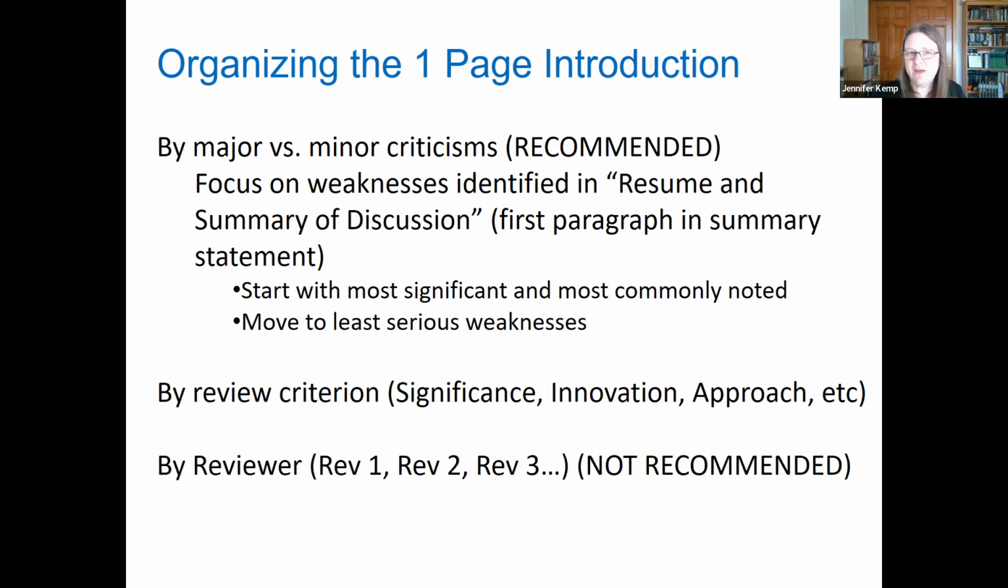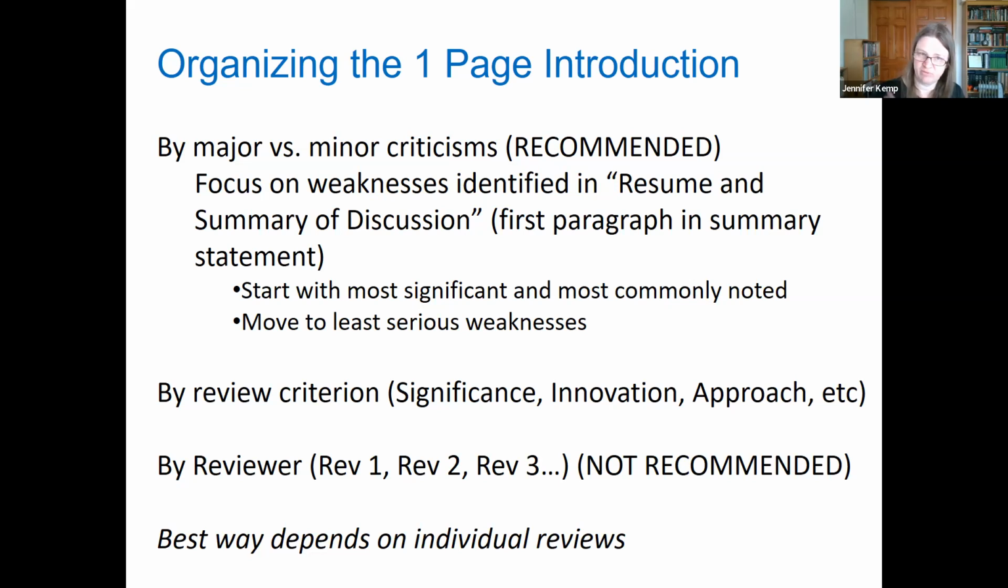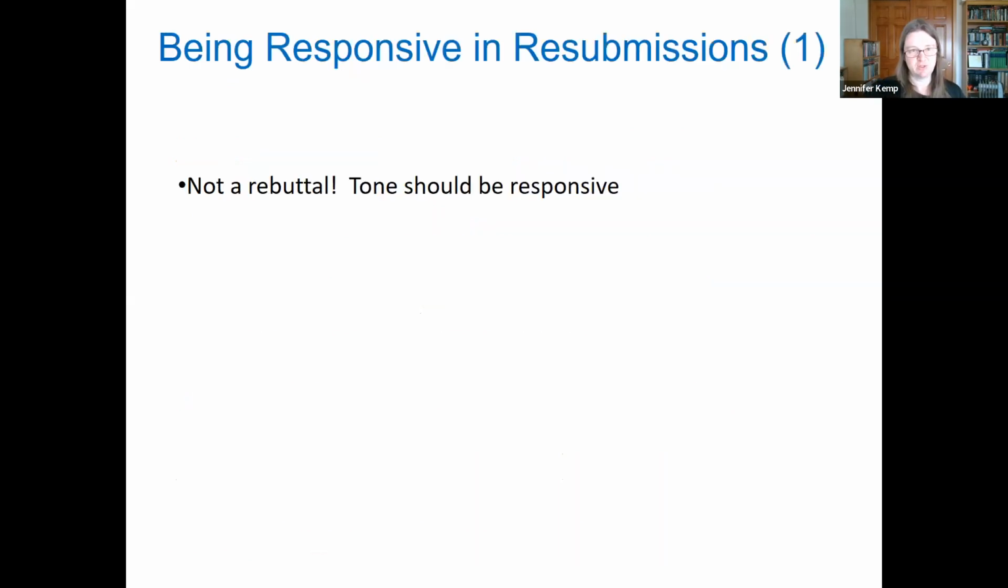One approach that I don't love is organizing the concerns by reviewer, so having a section for reviewer 1 and a section for reviewer 2 and a section for reviewer 3. I think it's more effective if you organize it more scientifically by the major versus minor criticisms, as opposed to just calling it out by reviewers. But again, the best way to do this will really depend on your individual reviews. So you need to take this advice and adapt it to whatever you think works best for your specific set of concerns that you're addressing.